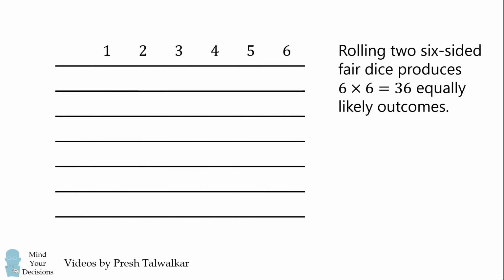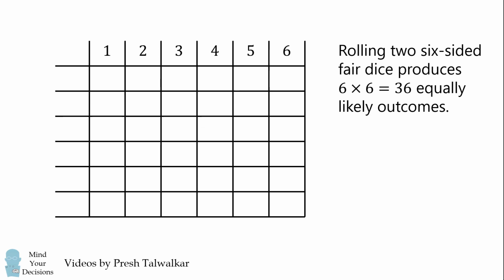So how can we solve this problem? We'll get started with an observation. When you roll two 6-sided fair dice, you get 6 times 6, which equals 36 equally likely outcomes. Let's make a little table of this. The standard fair die will have the faces 1 through 6. The mystery die will have 6 unknown faces.